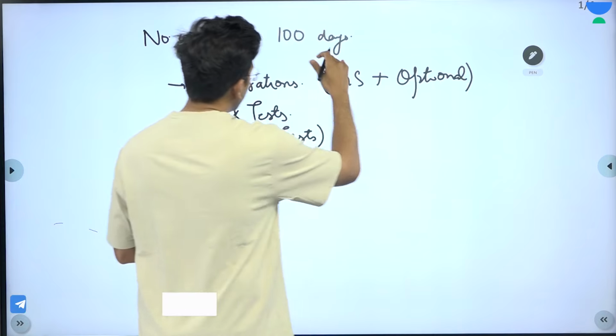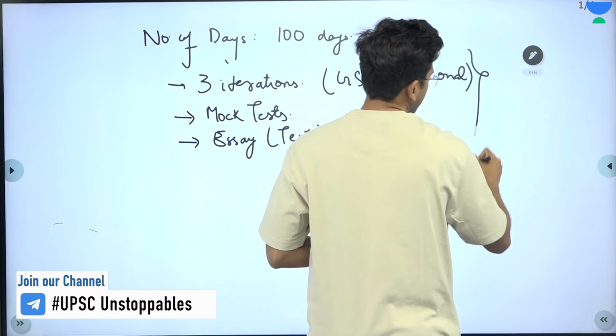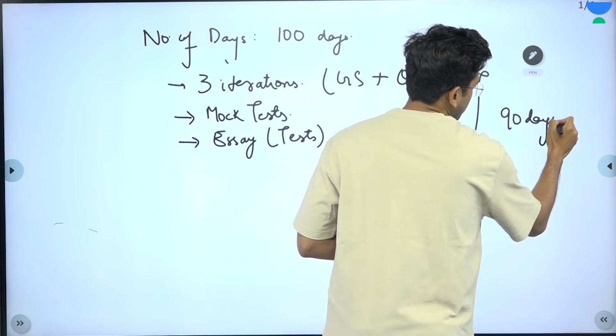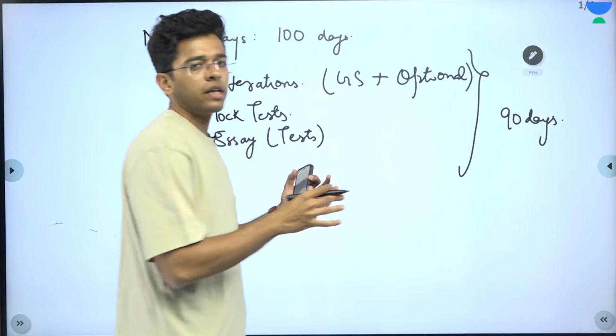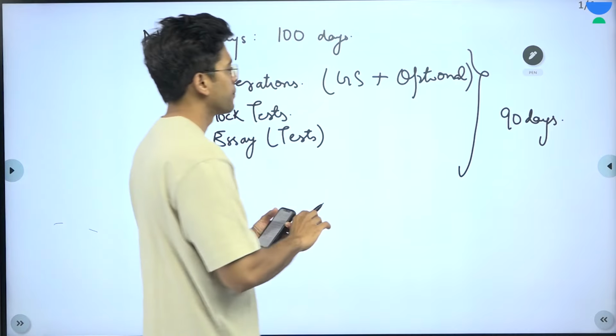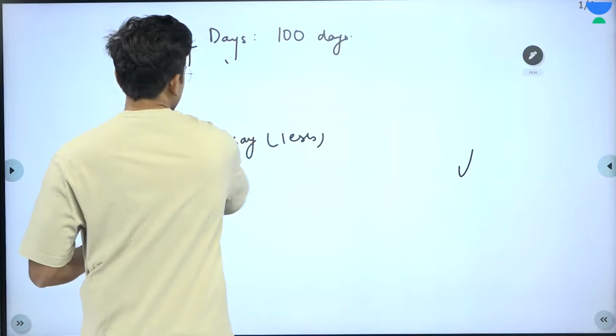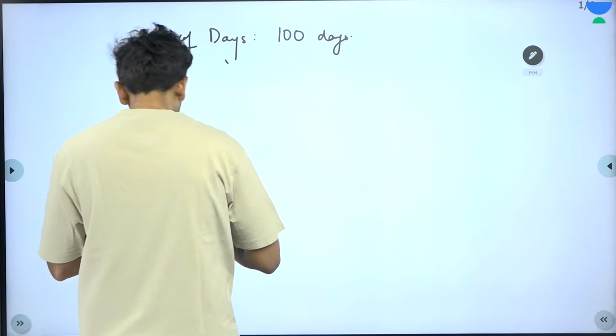We have to do all these 3 iterations in approximately 90 days, because we'll keep approximately 10 days to take care of errors. All right, so let's start with it. I've planned it out for you, something that I have done myself.